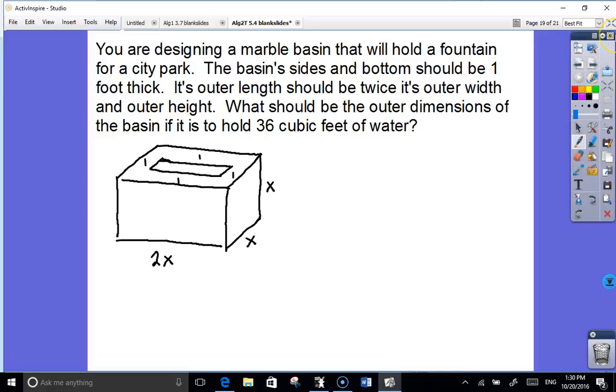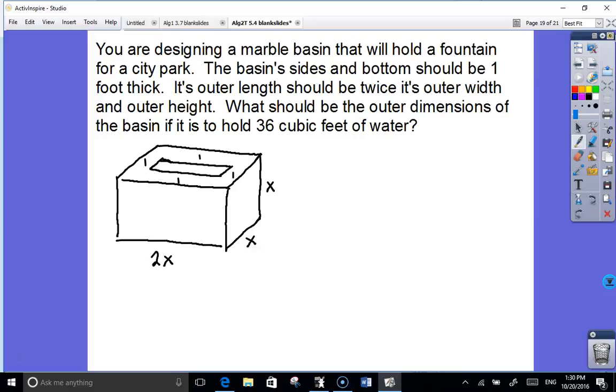Okay, last one. Got to have a word problem. So you are designing a marble basin that will hold a fountain for a city park. The basin's sides and bottom should be 1 foot thick. Its outer length should be twice its outer width and height. What should be the outer dimensions of the basin if it is to hold 36 cubic feet of water?